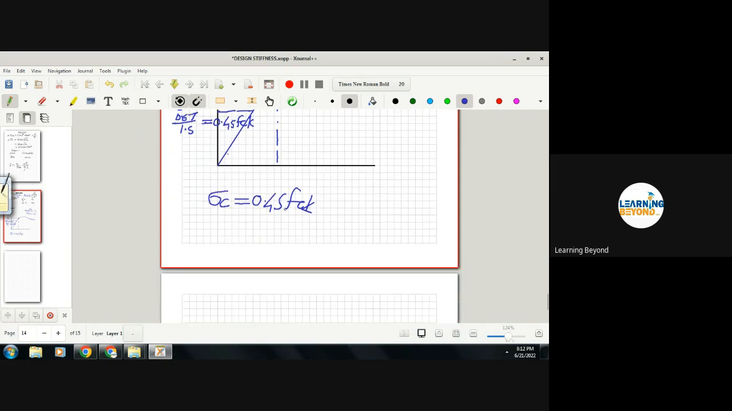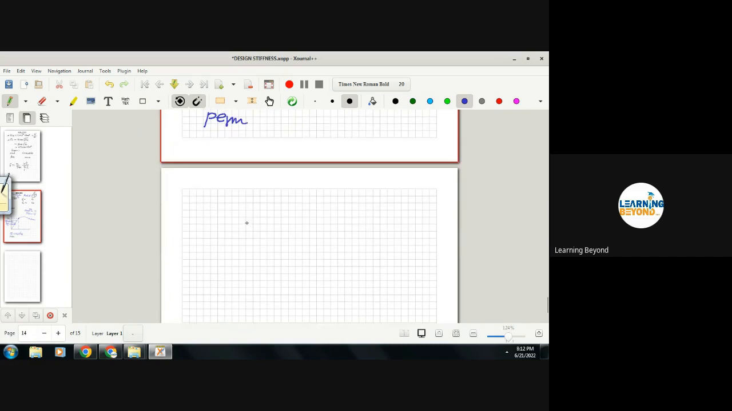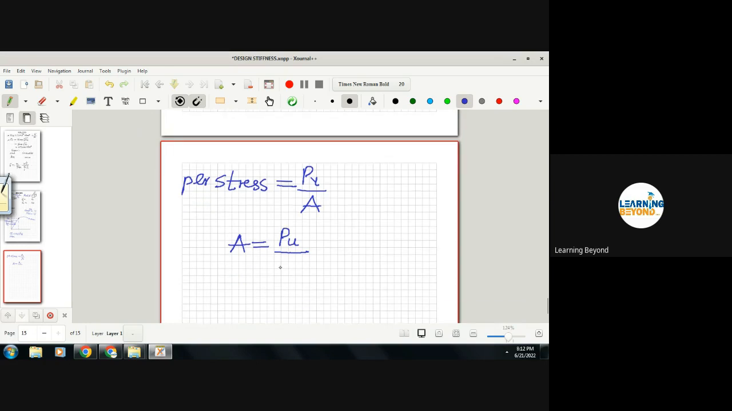Now you know this permissible stress and you know the force. So what is the size of concrete? Stress is nothing but force upon area. Now you want the area, so it is force upon the permissible stress. What is the permissible stress in concrete?